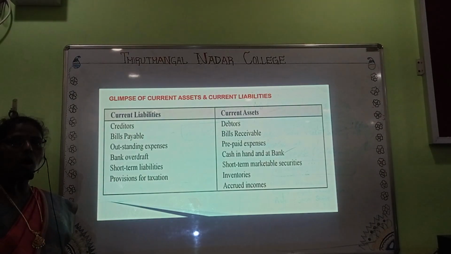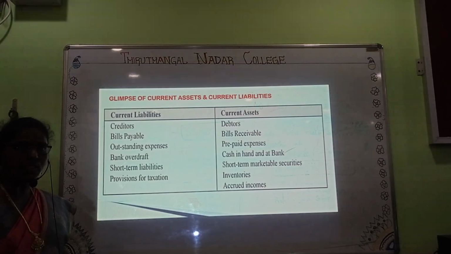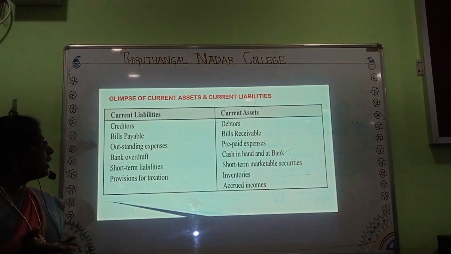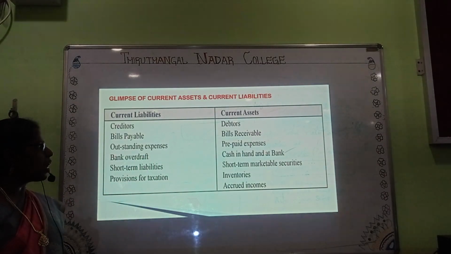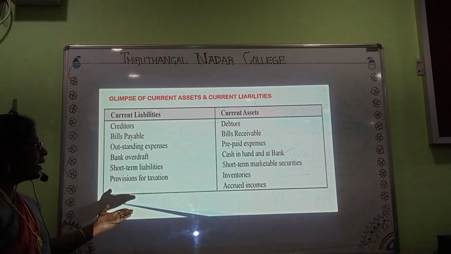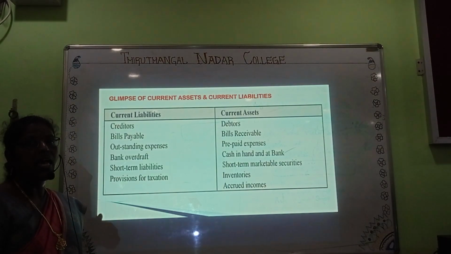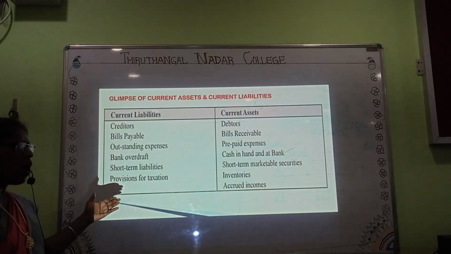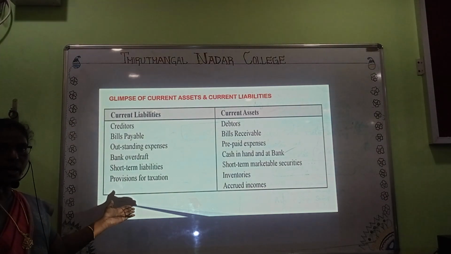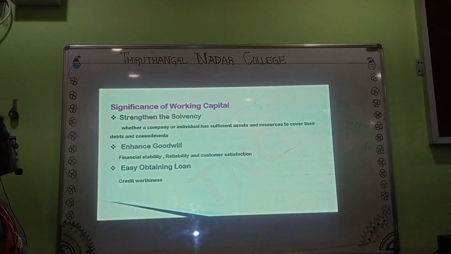Next, you should know what current assets and current liabilities are. You are all from an accounts background, so you know very well what current assets and current liabilities are. Examples of current assets are debtors, bills receivable, prepaid expenses, cash in hand, short-term marketable securities, and inventories. Examples of current liabilities are creditors, bills payable, outstanding expenses, bank overdraft, short-term liabilities and provision for taxation. Next, what is the significance of working capital?